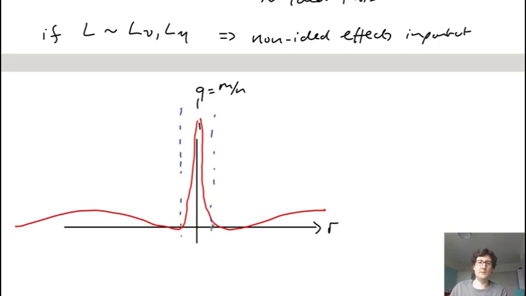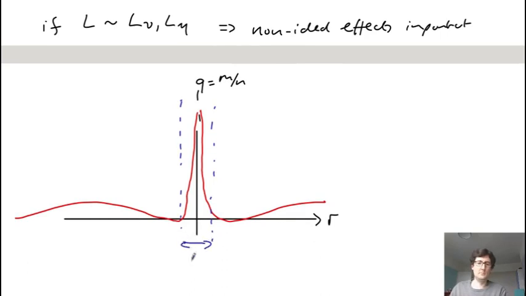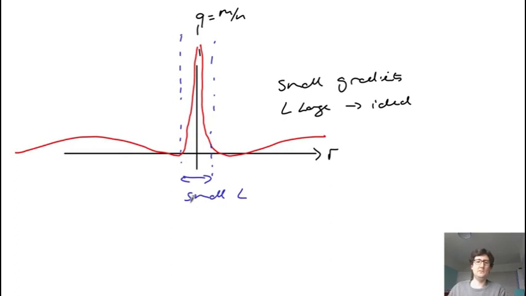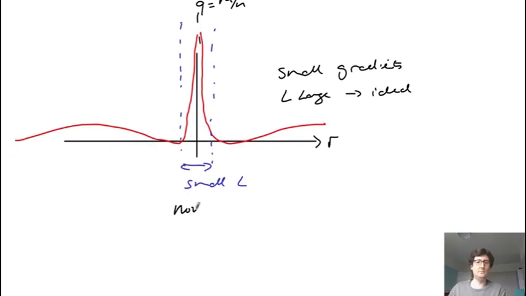And here you might have very small length scales. So in this region here we might have very large currents, very steep gradients, and hence very short length scales. And this layer is where we might have non-ideal effects. And so over here we have small gradients, and so L is large. So L is sort of the typical length scale, so this could be the gradient length scale, and so these might be ideal. And here we have small length scales, very steep gradients, and so this might be non-ideal.